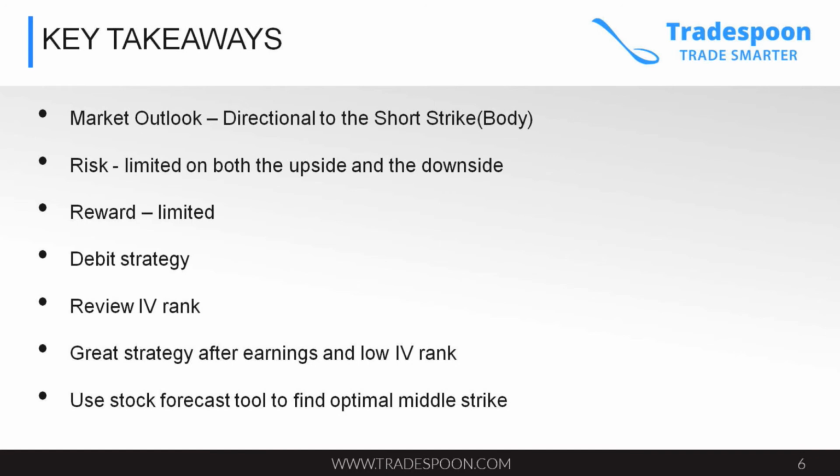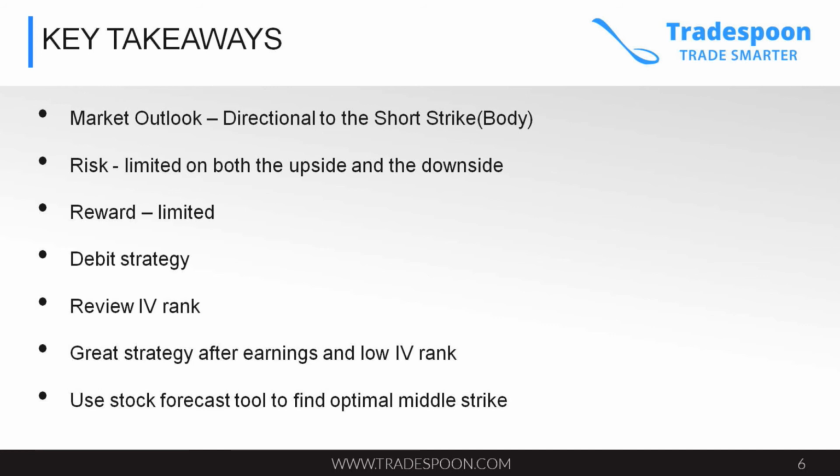Key takeaways. Market outlook, directional to the short strike. It's a market neutral strategy, but you have to use analytics that we have at TradeSpoon to find where the stock is gravitating by the expiration date. And it's a perfect strategy, especially if there's no binary event. So after the earnings, we like to hedge our portfolio and hedge our risk by doing the butterflies and legging into butterflies. Reward is limited, the risk is limited.